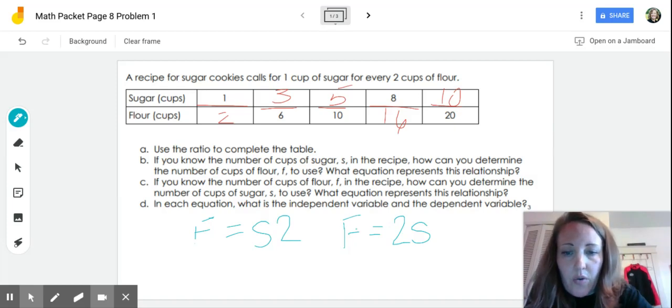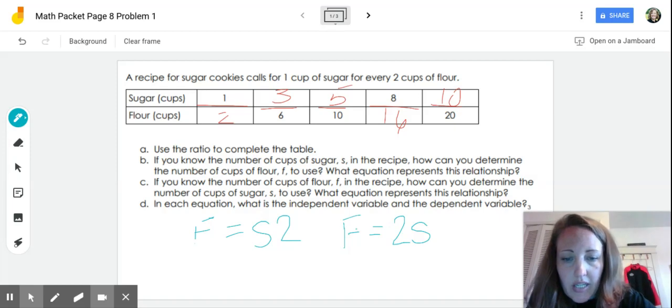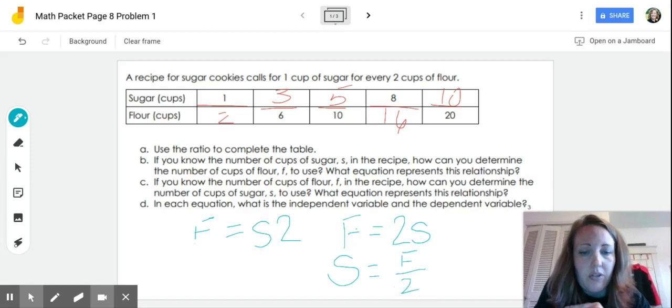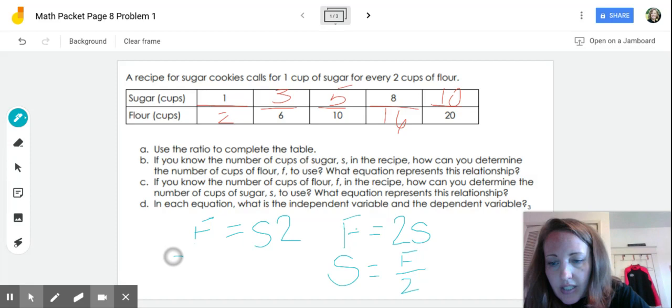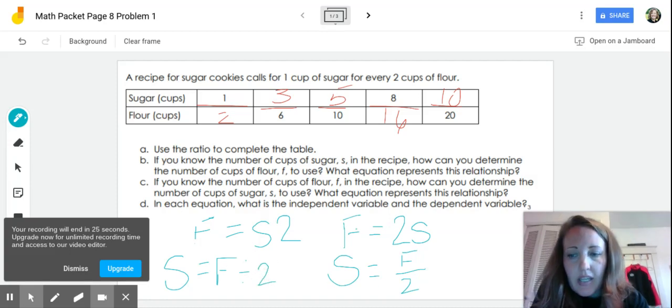If I know the flour, part C says, how can you determine the cups of sugar? So again, I'm trying to find the sugar, and I know the flour, right? What did I do? I just took that flour and I divided it by 2. So that vinculum tells me to divide. I could have written it like this. My sugar is my flour divided by 2, right?